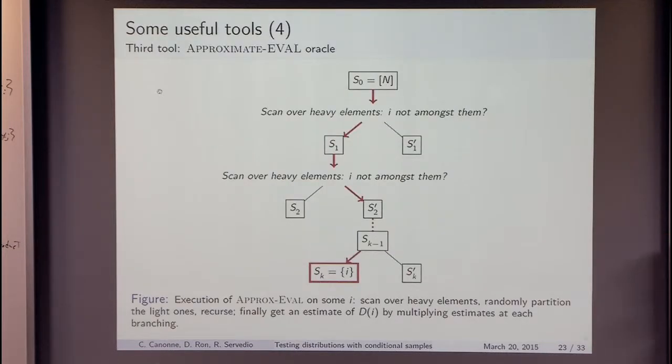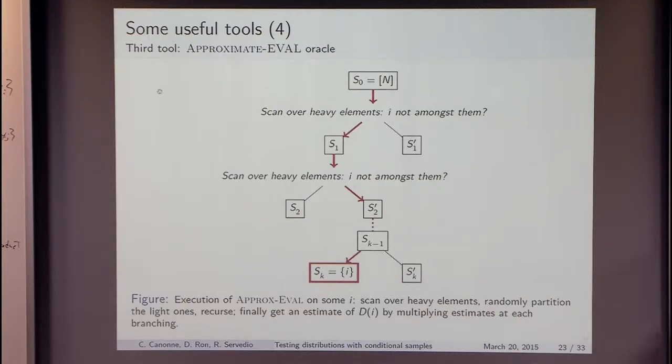The picture of how the algorithm works is something like this, not too surprising, binary flowchart. So you've got the entire domain. You're interested in the amount of mass that this point I has. Well, you can just make some samples from the domain, just call the original oracle. If I is heavy, you'll see it, and you'll be able to estimate how much mass it has, so that's great. If I is not heavy, what should you do? You should put the heavy elements to one side, if there are any.